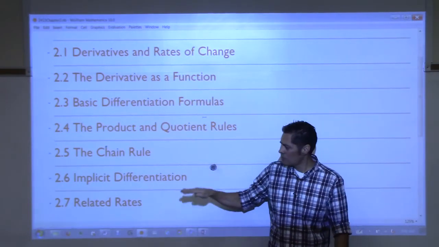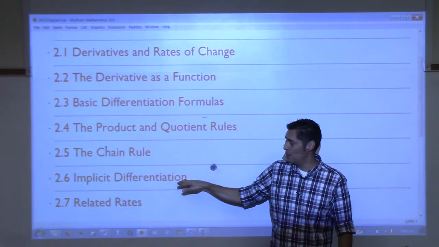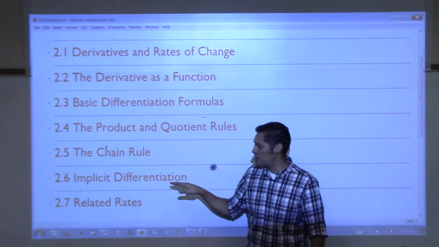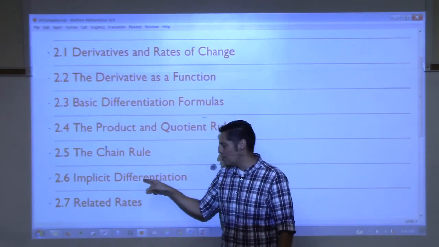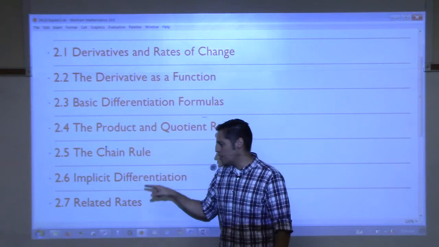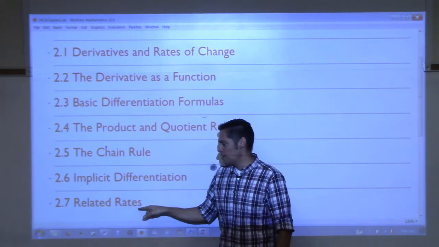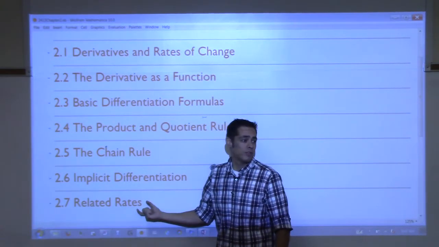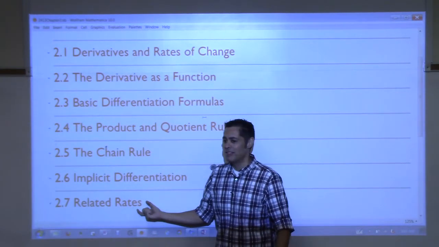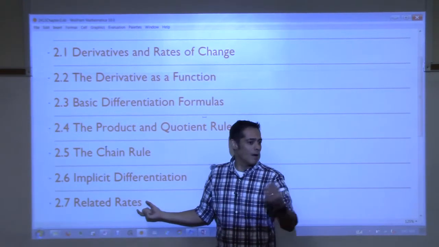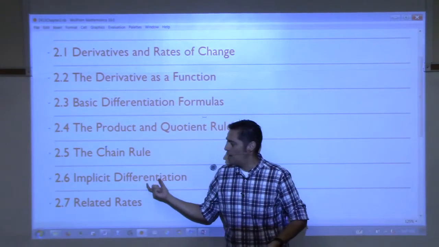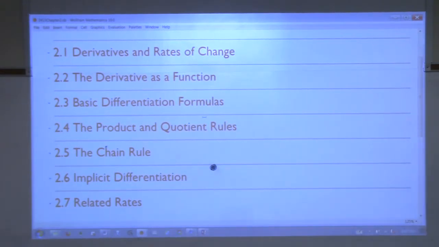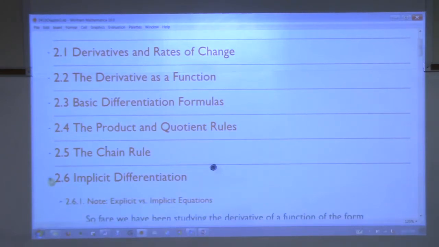Implicit differentiation is something you have to know how to do and understand in order to do 2.7. So we're going to learn something here, and then we're going to use it in word problems. If you can't get this, it can make the word problems even worse, because then you don't have the math to do it on top of trying to translate the word problem into math. So this 2.6 is really important.